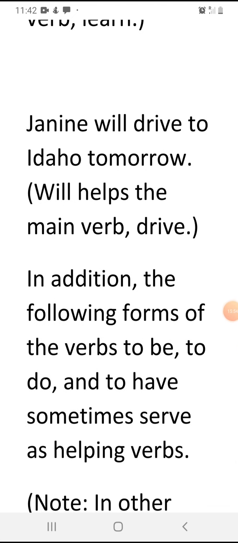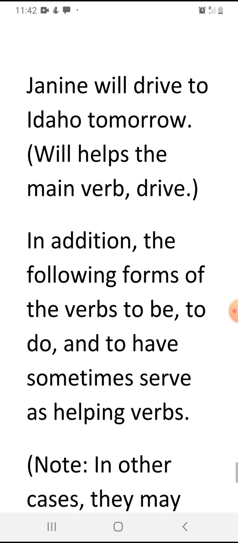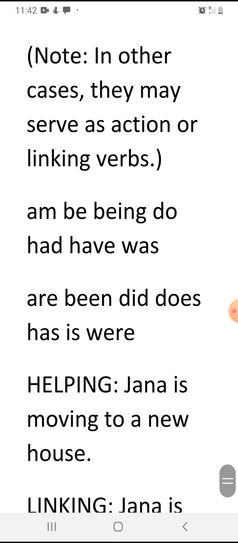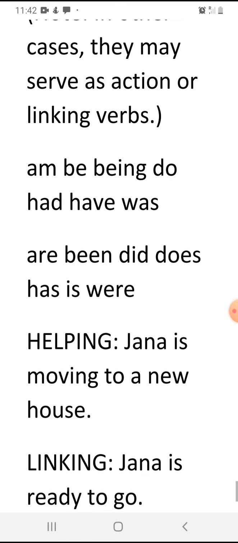In addition, the following forms of the verbs to be, to do, and to have sometimes serve as helping verbs. Note this point. In other cases, they may serve as action or linking verbs. Am, be, being, do, had, have, was, are, been, did, does, has, is, were. The same verbs can be used as linking verbs as well as helping verbs.